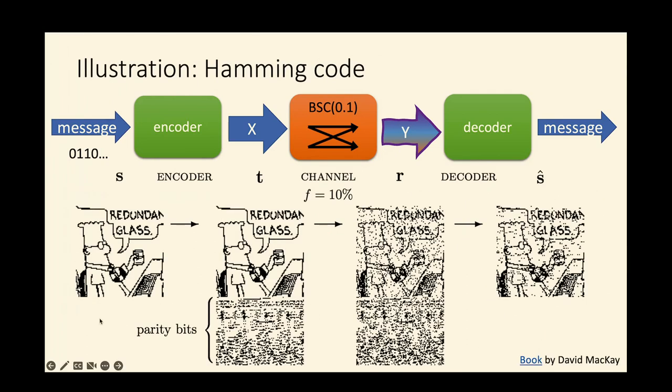Here's a little illustration of the Hamming code, actually, which is kind of funny. So there's the bits. You encode them with additional bits, parity bits. Then you hit everything with 10% noise. And you can still recover the picture kind of reasonably well by decoding the way I just illustrated.